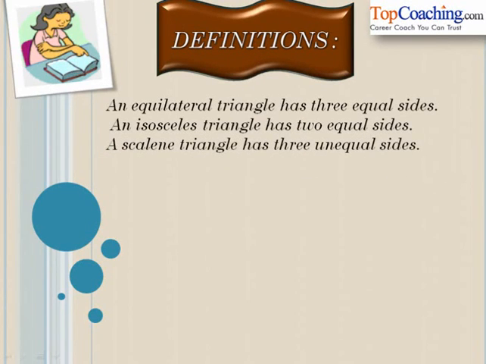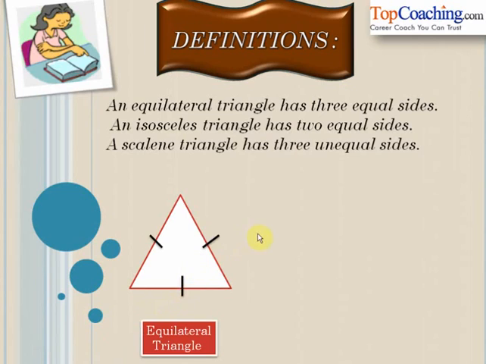The next definition: an equilateral triangle has 3 equal sides, an isosceles triangle has 2 equal sides, and a scalene triangle has 3 unequal sides. So when we talk of triangles, there can be 3 cases: either all the sides are unequal, 2 sides are equal, or all the 3 sides are equal to each other. If we have a triangle in which all the sides are equal to each other, this side is equal to this side and this side is also equal to this side. That is, all the 3 sides are equal to each other, then this is known as an equilateral triangle.